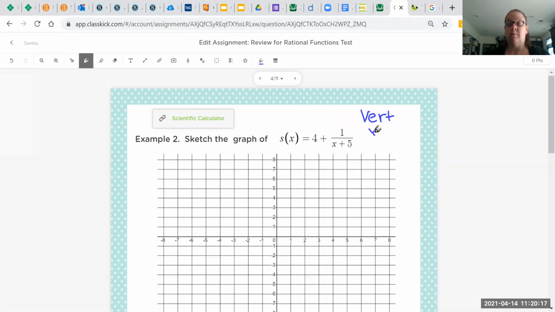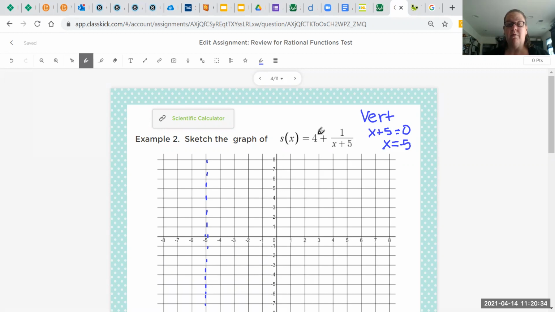So I'm going to set x plus 5 equal to 0. And I solve, which would just give me x equals negative 5. So at x equals negative 5, I'm going to have the vertical asymptote. So I'm going to go ahead and draw that at x equals negative 5.